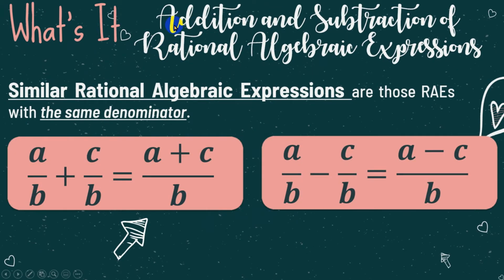Now, in adding and subtracting rational algebraic expressions, for similar lang muna tayo. Similar rational algebraic expressions are those RAEs with the same denominator. So mapa-add man yan or subtract, as long as same yung ating denominator, wala tayong magiging problema, madali-dali pa yung ating mga steps to follow. Again, we are just going to add the numerator and keep the denominator, or subtract the numerator, then keep the denominator.